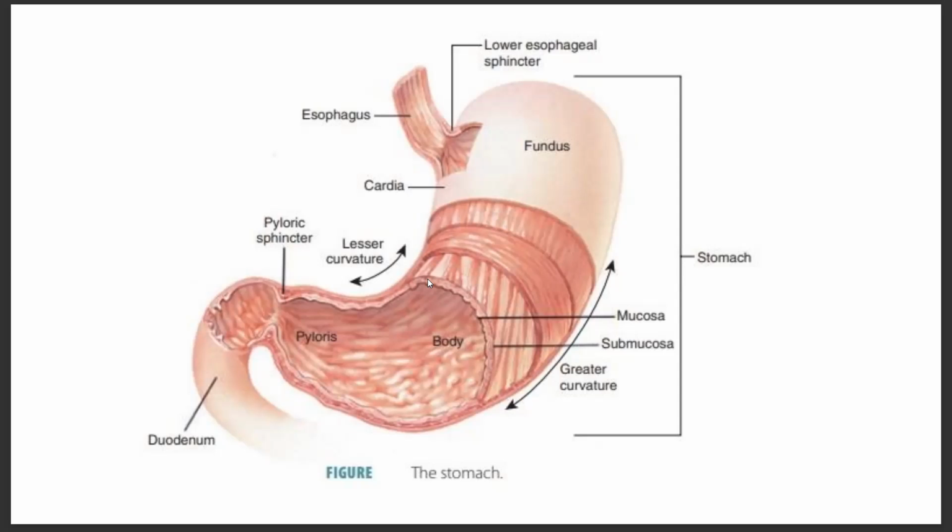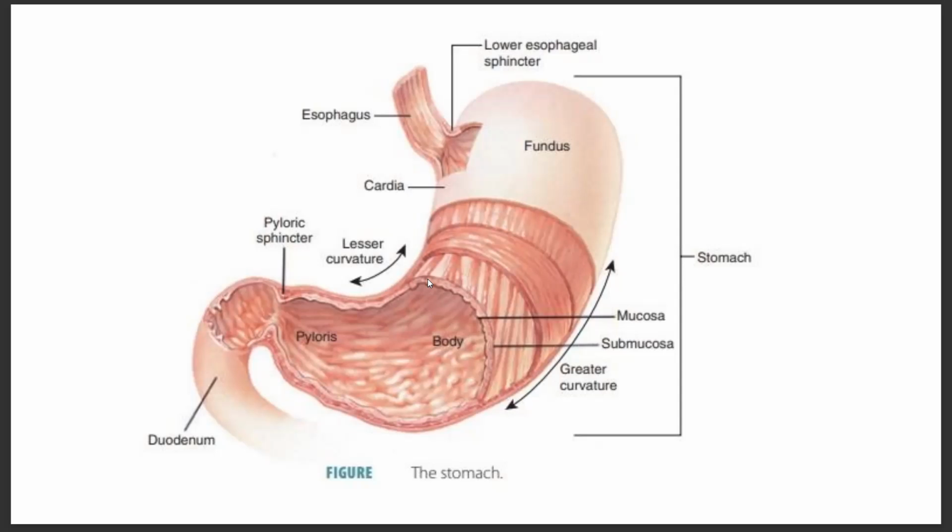Gastric glands contain three types of cells. One type is mucus cells, which secrete mucus. Chief cells secrete pepsinogen, which is involved in protein digestion, and parietal cells secrete H plus and Cl minus ions into the stomach lumen.